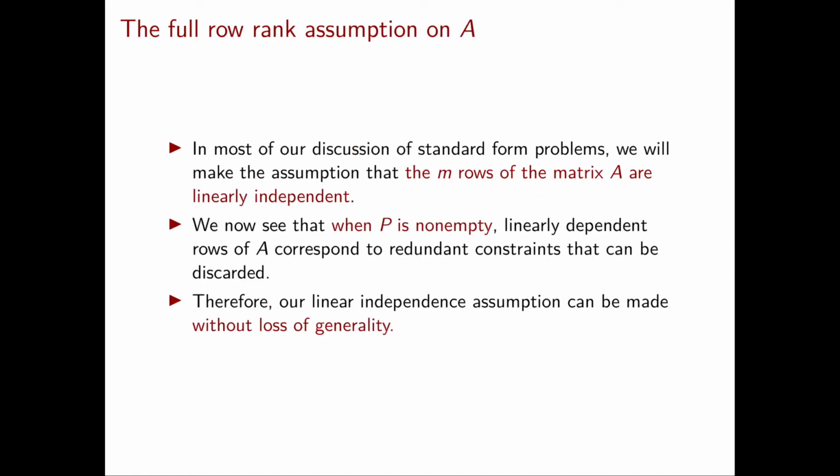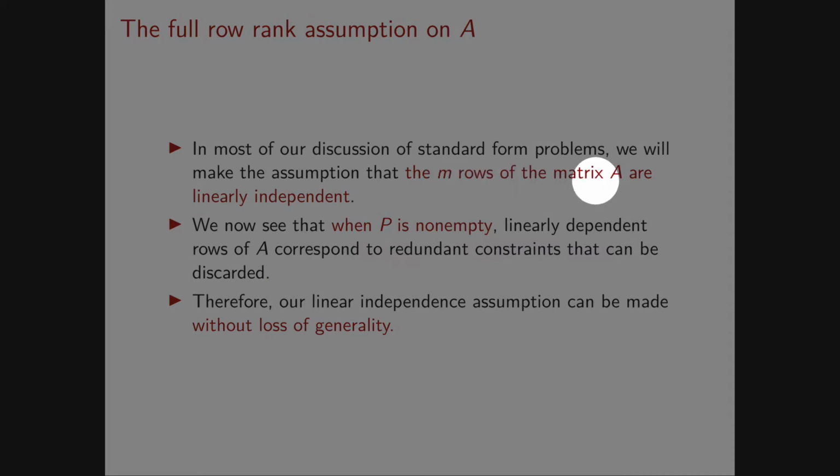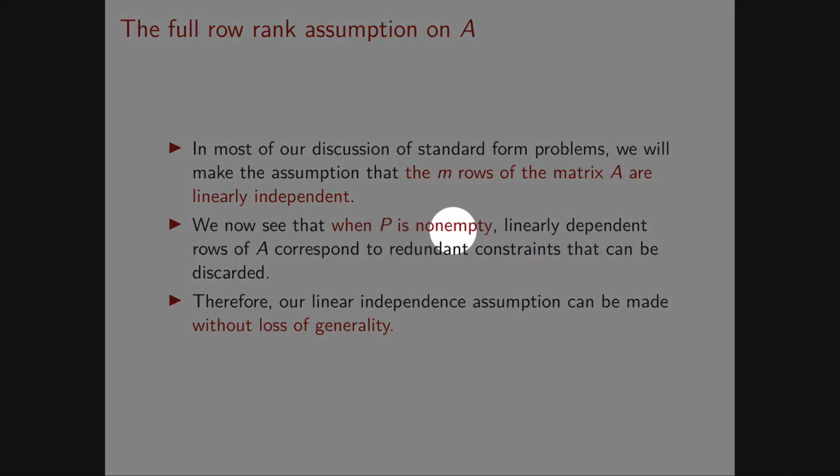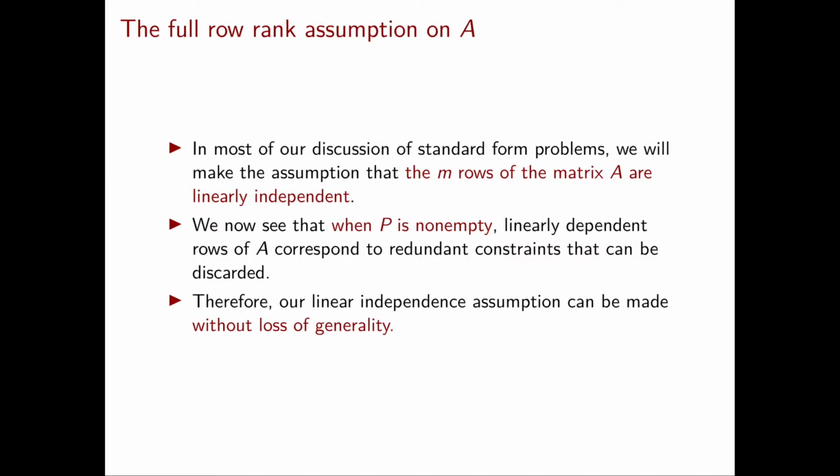In order to obtain a nice description of basic solutions for standard form polyhedra, we will make the assumption that all the rows of the matrix A are linearly independent, or equivalently that the rank of A is equal to m. What we will now see is that this assumption can be made without loss of generality. In particular, when our polyhedron P is non-empty, if there is a row of A that is a linear combination of the other rows, then the corresponding constraint can always be discarded because it's implied by the other equality constraints.